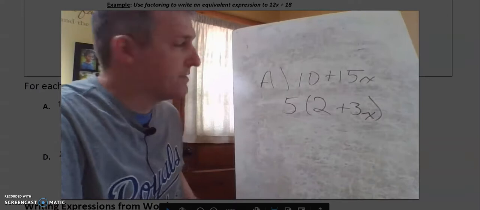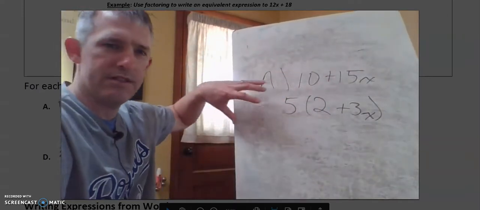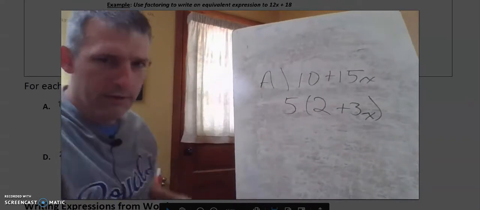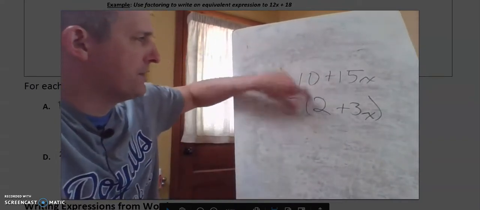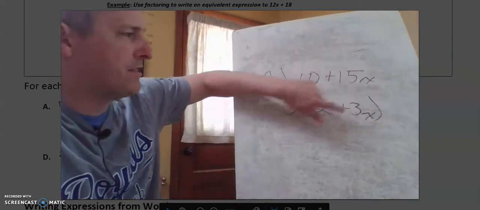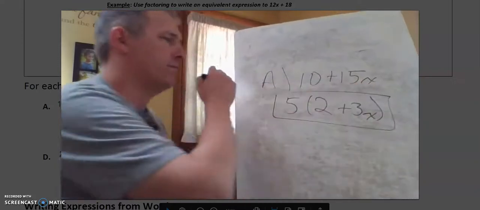Okay? So we're pulling out this 5. It's kind of like the extractor on Monsters, Inc. You know, like they're pulling the screams out. Okay, they're pulling out a 5 from the 10, so what's left over is a 2. They're pulling a 5 out of the 15, so a 3 is left. Okay, and this is our answer when we're factoring.